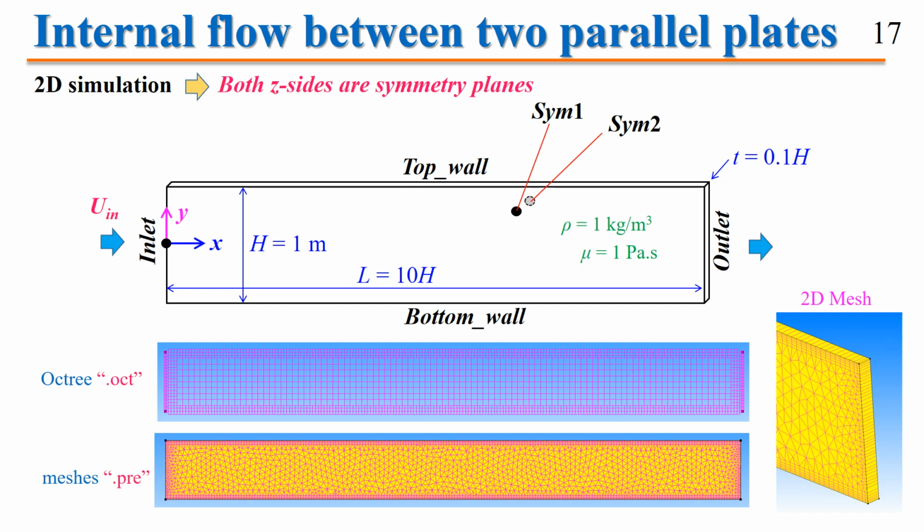Hello. In this video, we will create the models for this example of internal flow between two parallel plates. This is our geometry. The inlet height is 1 meter and the length is 10 times the inlet height.